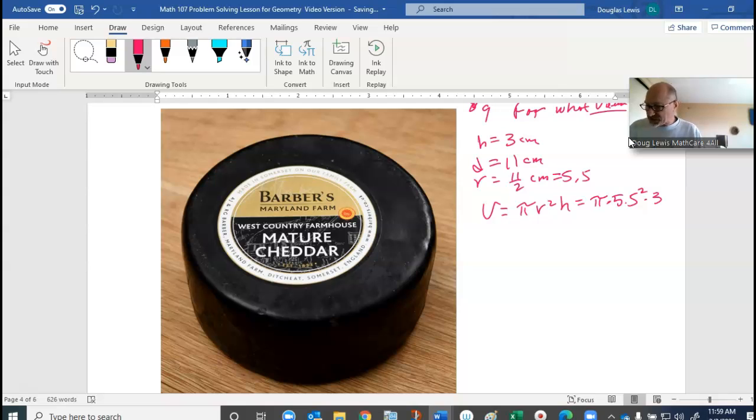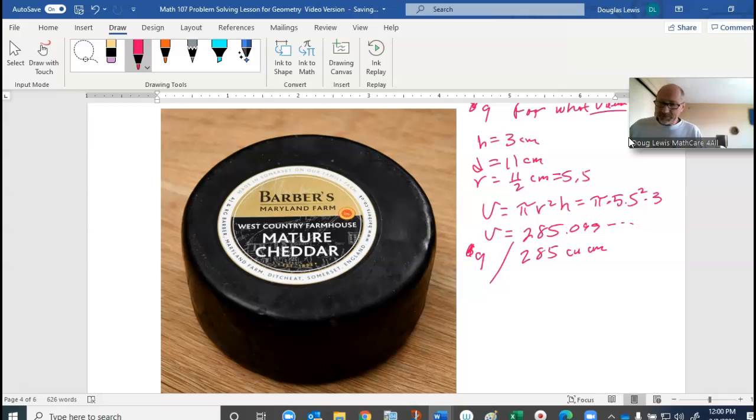If I do that calculation, pi times 5.5 squared times 3, that gives me a volume of 285.09, it doesn't really matter. This is all estimates, so I'm just going to say about 285 cubic centimeters, and that was $9 for that, for 285 cubic centimeters.